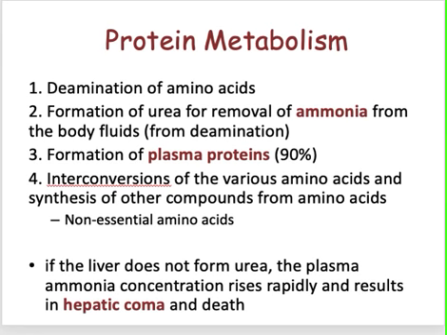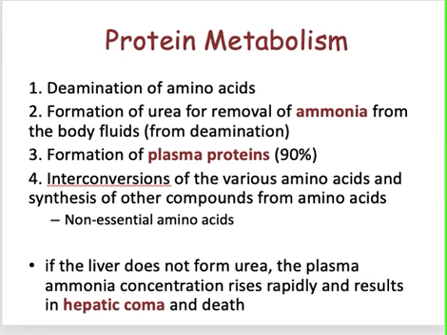And when you have ammonia, it's also a toxic substance. So in order to remove ammonia, your liver also forms urea. The formation of urea is important for the removal of ammonia from the body fluids. So I forgot to mention that deamination does not only occur in the liver. It can also happen in other organs such as your kidneys. But the liver is the major site of deamination.